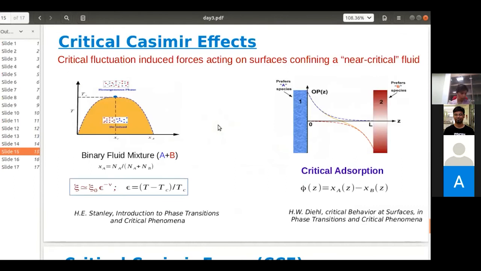So I was planning to talk about something called critical Casimir effects, which is something one observes in the case of a confined fluid, once again.